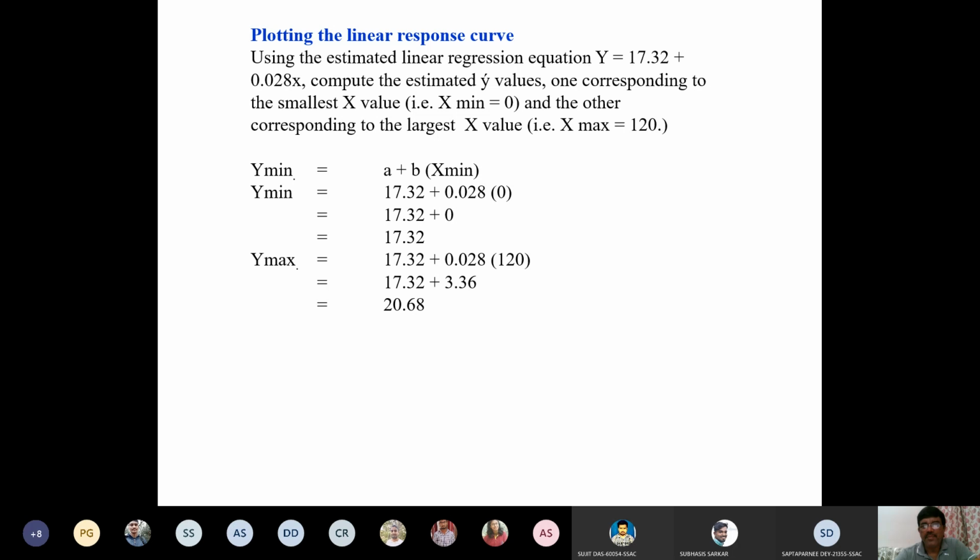So here y minimum, the predicted yield for minimum is 17.32. Similarly, the highest level of x is 120. X min is 0 and x max, highest level of input X fertilizer, is 120. Lowest level is 0. So here you put value 120 to know Y max, maximum value of Y. So we are putting values of X in the equation so that we can get value of y minimum and y maximum. So you get 17.32 and 20.68.